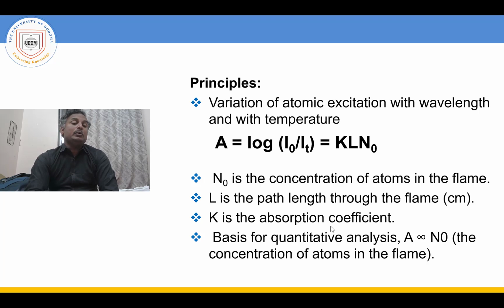Whereas for quantitative analysis, we are depending on Beer-Lambert's law. You can see this is Beer-Lambert's law. The absorbance is equal to the logarithm of I naught over I t, that means incident energy over transmitted energy, which is equal to K L N naught. This is very similar to Beer-Lambert's law, but applicable to atoms. Here N naught is the concentration of atoms in the flame, L is the path length of the flame, and K is the absorption coefficient. Here K and L are constant. When these two are constant, the absorbance is directly proportional to the concentration of atoms in the flame. This is the basis for quantitative analysis.